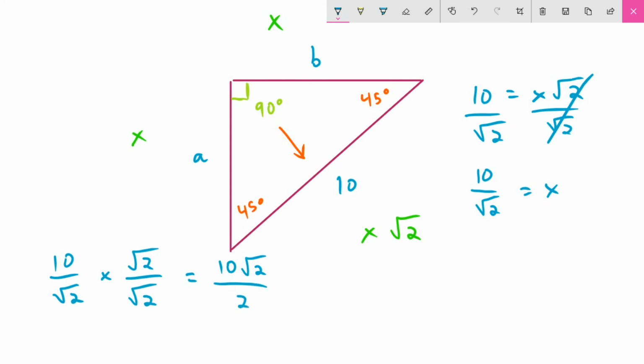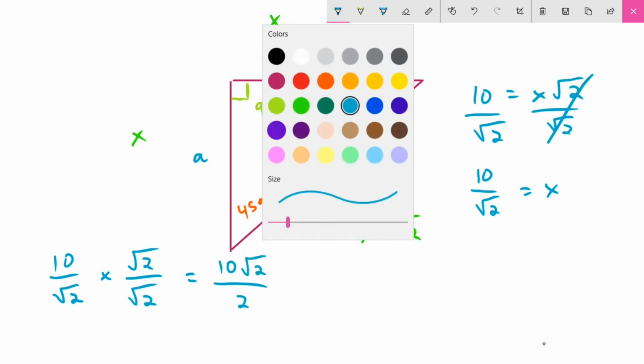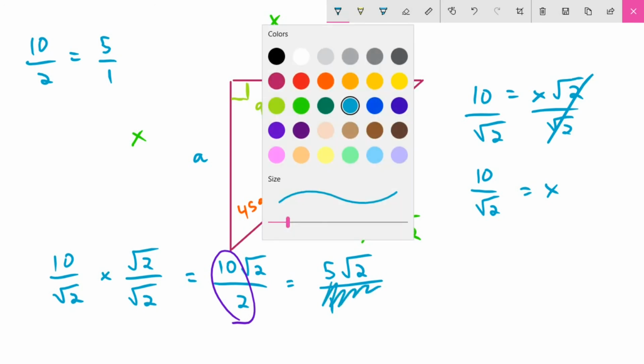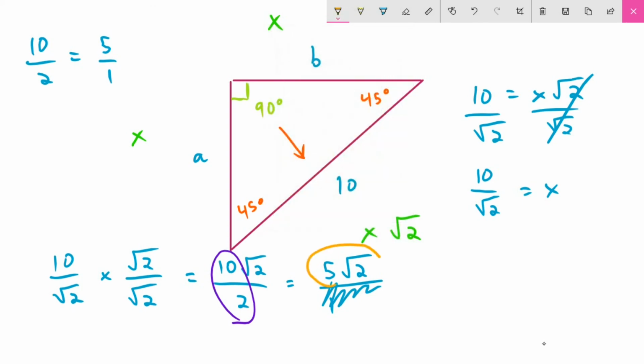Then we need to simplify, because as you can see right here, we've got 10 over 2, and 10 over 2 can be simplified to 5 over 1. So instead of writing 10 over 2, we're going to write 5 over 1. So now it's 5 over 1 square roots of 2. But we also don't need to write the 1 in a fraction, because that's not even necessary. So our final answer is that X equals 5 square roots of 2. And that is how you use these special relationships in a 45, 45, 90 degree triangle to find the missing side lengths.